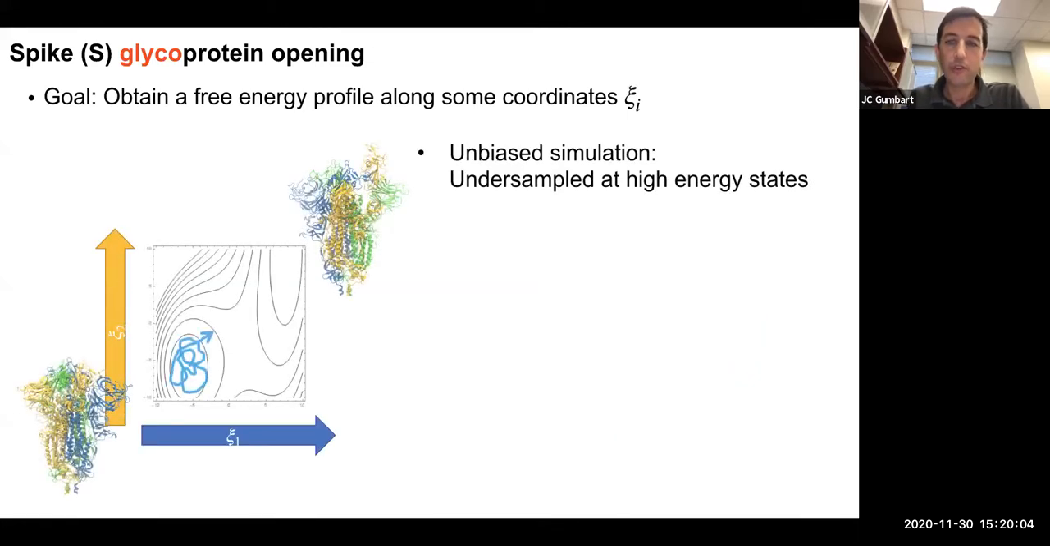So we focused on trying to find two coordinates in this case. If we were to just run an unbiased simulation, we would be stuck in one state or the other typically, because we just can't run long enough to sample high energy states, as is usually the case. For example, if we started from the closed state, and in fact we have run microsecond simulations, it never leaves the closed state in our simulations.